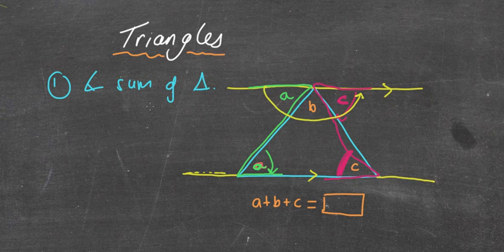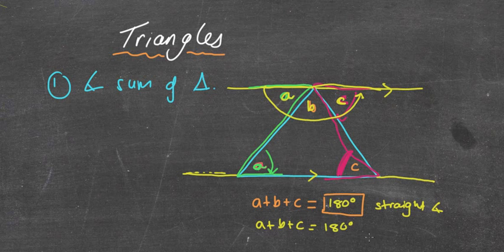Hopefully you recognize that A plus B plus C is equal to 180 degrees, because they are on a straight line, or you could call that a straight angle. You can see my straight line going across there. So if I add A, B, and C, they must equal 180 degrees. But you'll also notice that A, B, and C are the angles of my triangle, which means they have to also equal 180 degrees. That is the proof, and that's the angle sum of a triangle.